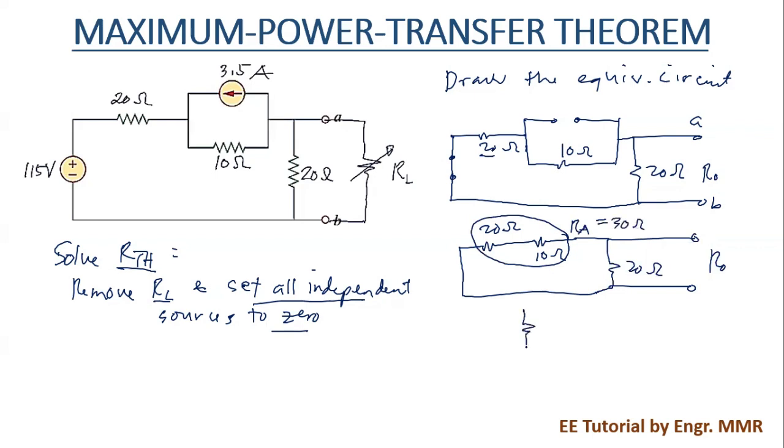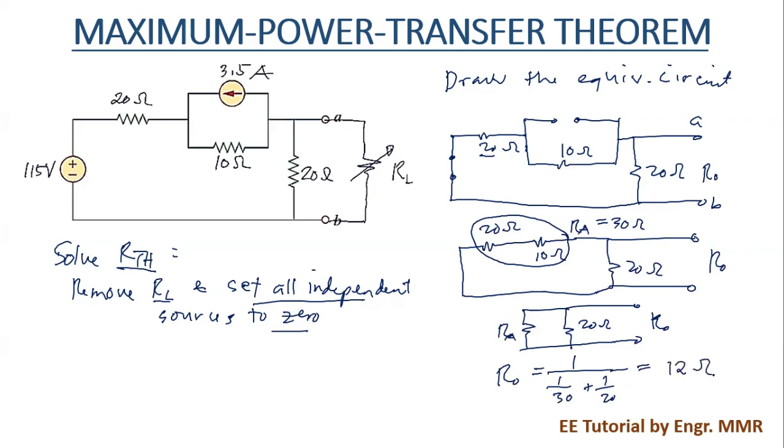And then if we simplify the circuit further, it is now a parallel combination of the RA and 20 ohms. So then we can have the value of RO. RO is just the parallel combination of RA and 20. So we have 1 over RA, which is 30 ohms, plus 1 over 20. If we compute, that's equal to a 12 ohm resistor. So that is the value of the RO. The RO is also RTH.